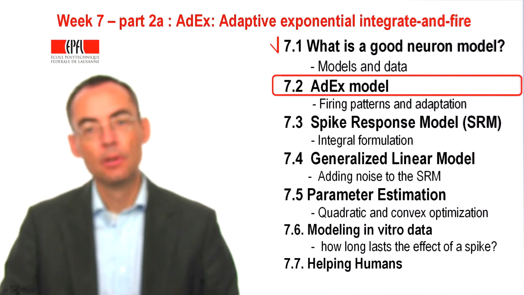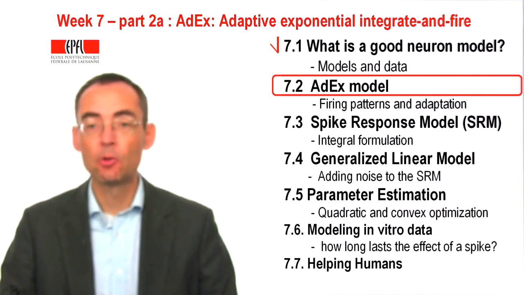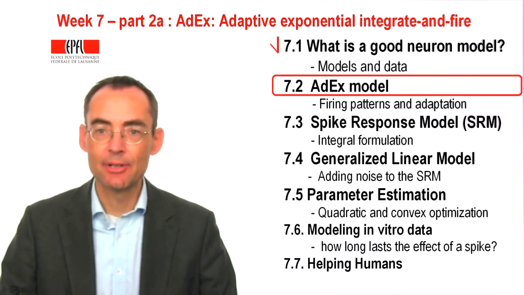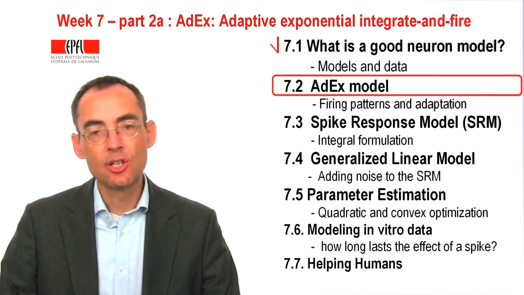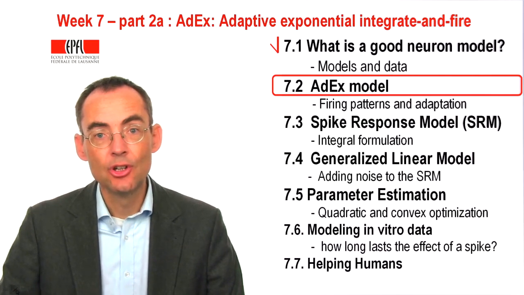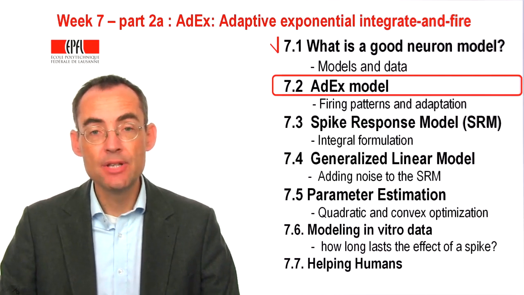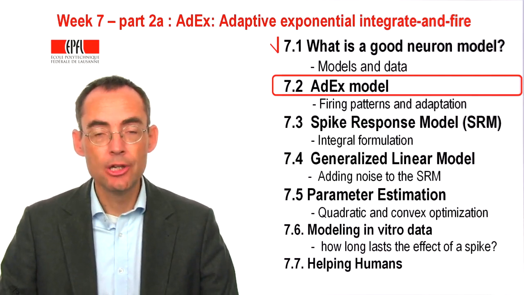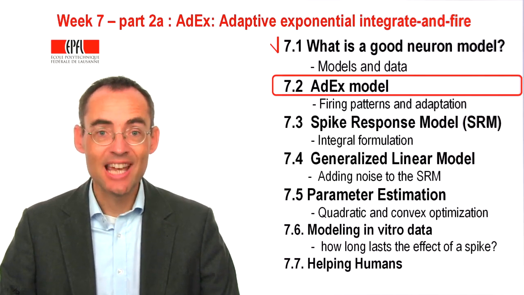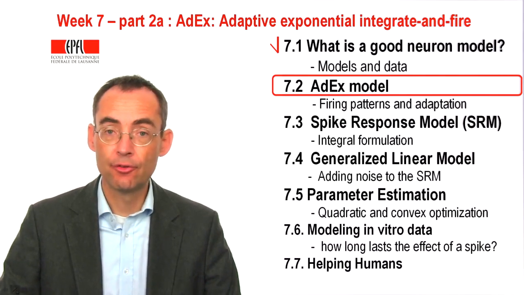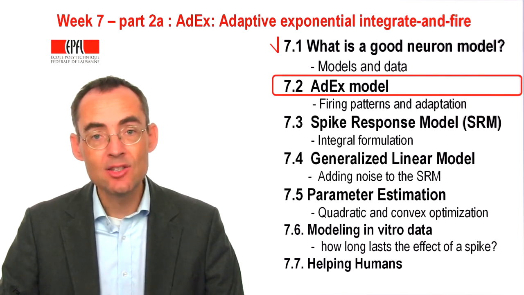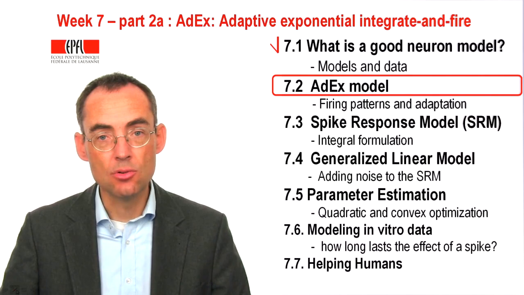Welcome to Lecture 2 of the final week of the class Neuronal Dynamics. I finished the previous lecture with the statement that things are missing in the nonlinear integrated fire model, that it cannot account for adaptation, that it cannot account for different firing patterns. Now let's address these issues.